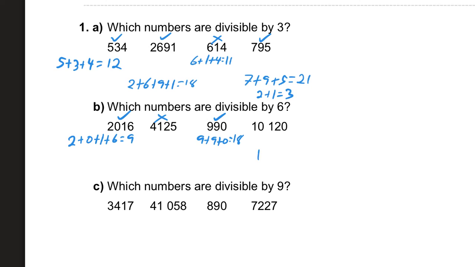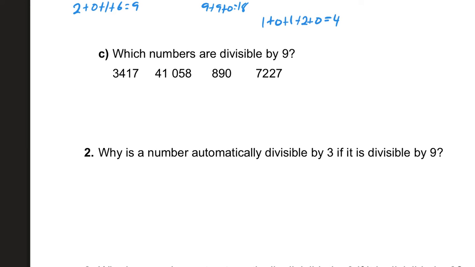Next, we've got 1 plus 0 plus 2, plus 1 plus 2 plus 0. If we add those all up, 1 plus 1 is 2 plus 2 is 4. That is not divisible by 3, so therefore, it's not divisible by 6. Finally, we have which numbers are divisible by 9. Well, finally in question 1. The rule for 9 is if you add all the digits and it's a multiple of 9, then it works. So let's go ahead and do that.